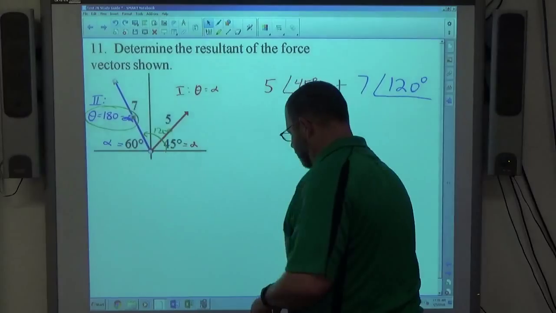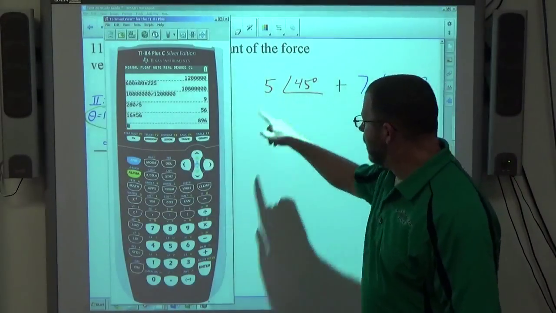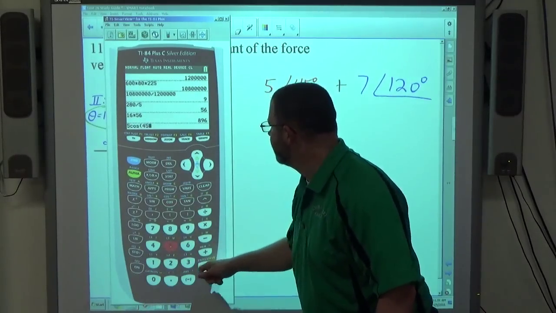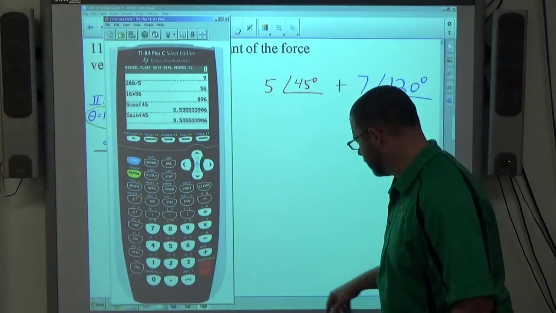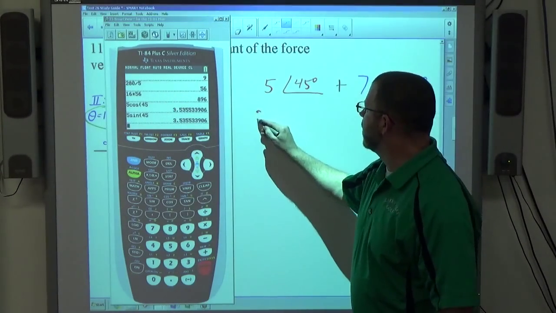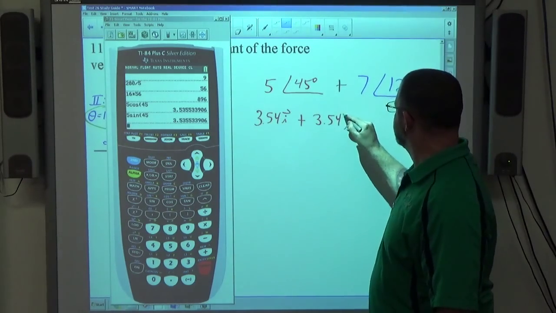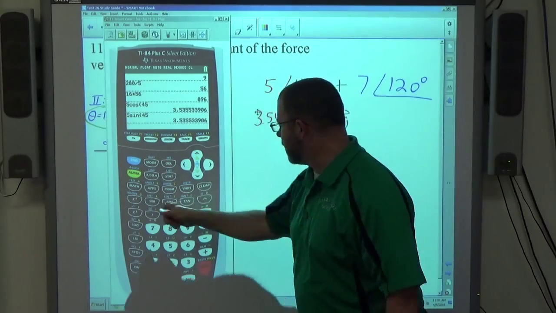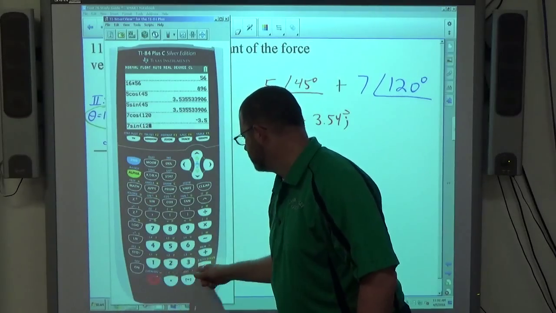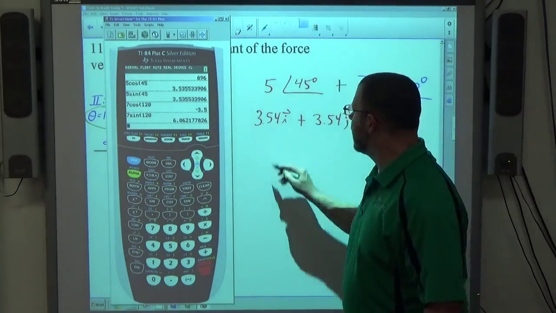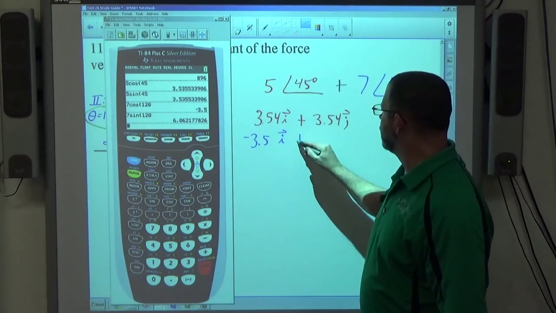Once you get both vectors written in proper form, now we want to get them both into rectangular form. So I'm going to do 5 cosine of 45, 5 sine of 45 to get the horizontal and vertical components of the red vector. So the red vector is 3.54i plus 3.54j. Looking at the blue vector, I'm going to do 7 cosine of 120 and 7 sine of 120. That gets me negative 3.5i and positive 6.06j.